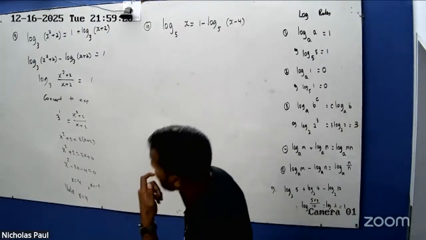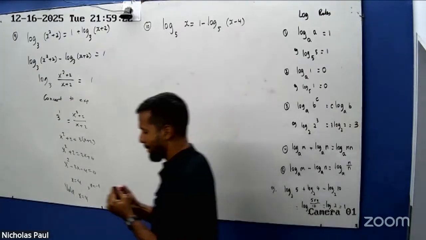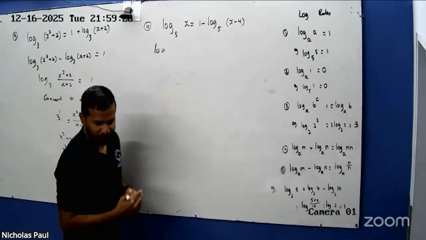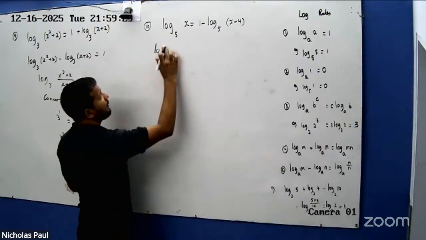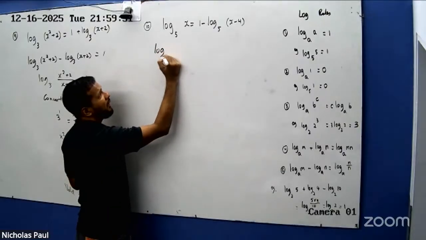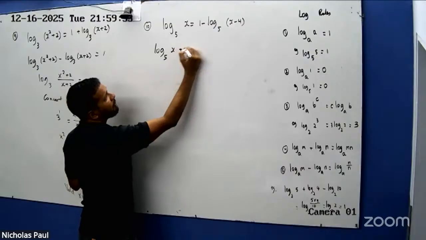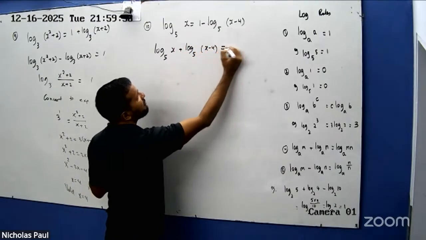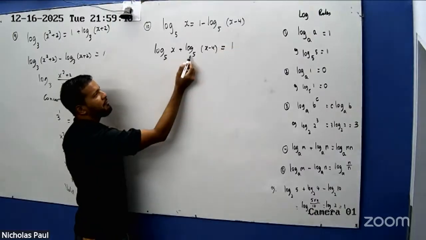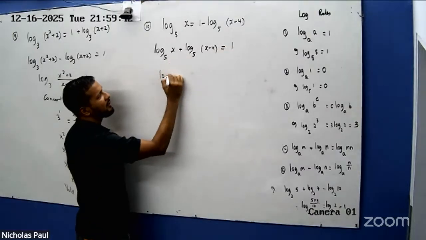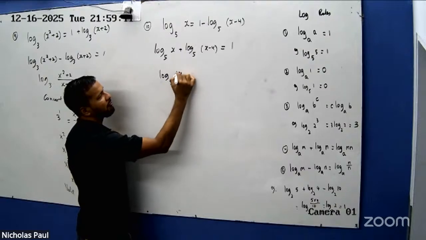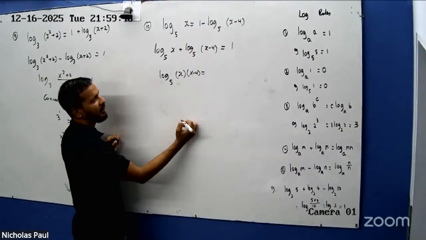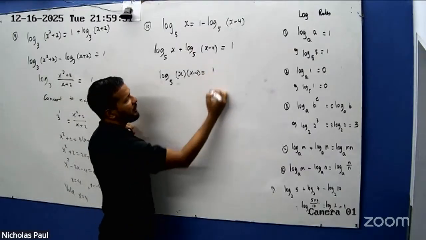Nice, answers coming in good. So it'll be log to the base 5 of x plus log to the base 5 of x minus 4 is 1. Same base, addition sign, we multiply this time. Right? We multiply this time, and make it equal to 1.